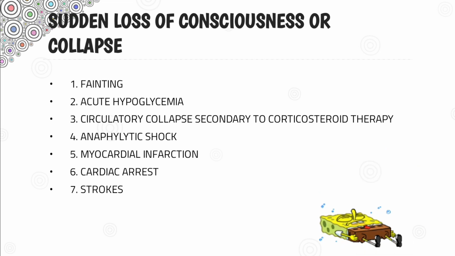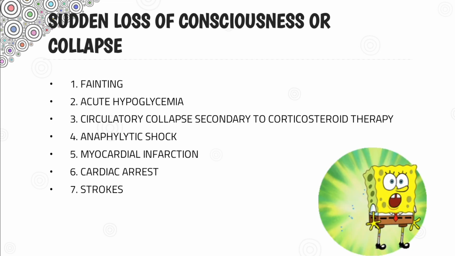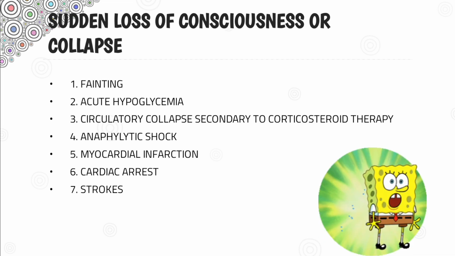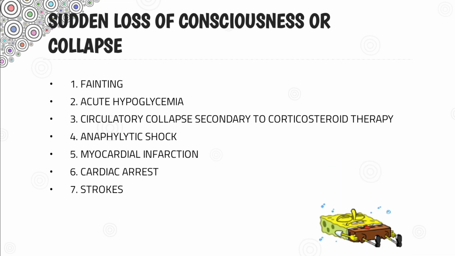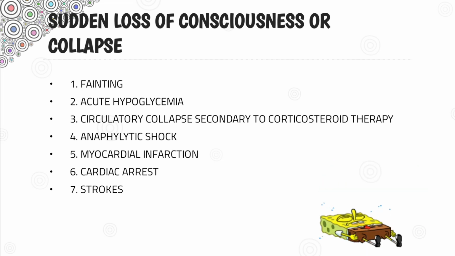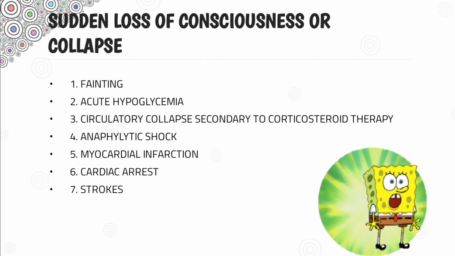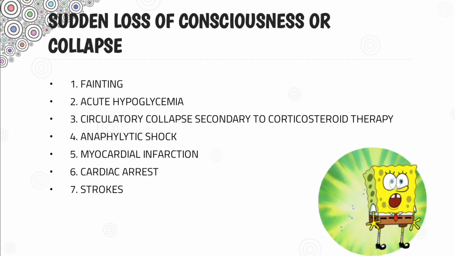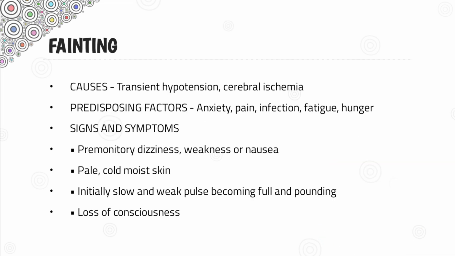For say, sudden loss of consciousness or collapse, it can be due to fainting, acute hypoglycemia, circulatory collapse secondary to corticosteroid therapy, anaphylactic shock, myocardial infarction, cardiac arrest, or stroke. How to figure out what is the actual cause? There, you have to rely on the history you have taken and also the signs and symptoms.